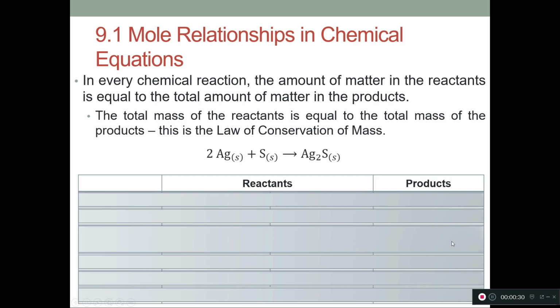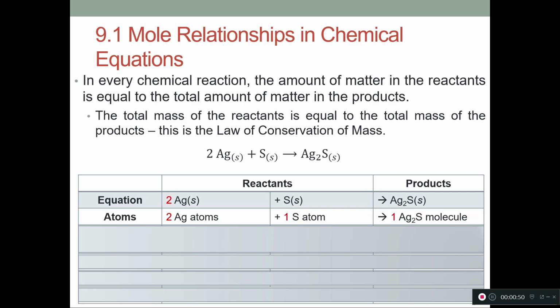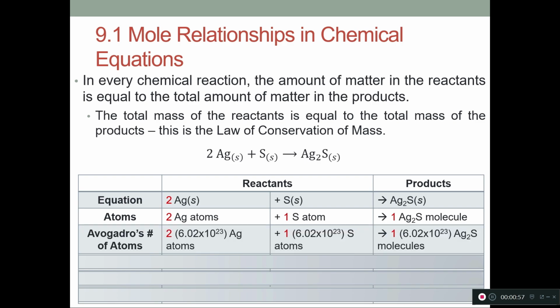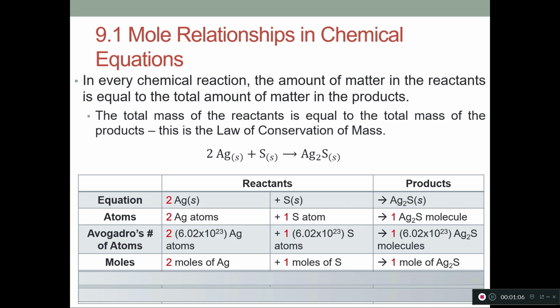And so for instance, if we have this reaction here where we're taking 2 silver plus 1 sulfur and making silver sulfide, we start with the reactants, the silver and the sulfur, and make our silver sulfide. That means if we have 2 atoms of silver and 1 atom of sulfur, we make our silver sulfide. Similarly, if we have 2 moles of silver atoms and 1 mole of sulfur atoms, we make 1 mole of our silver sulfide. And so that's why we need this mole to mole ratio for it.